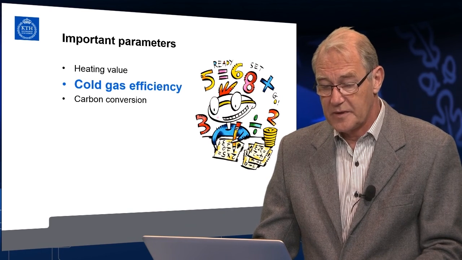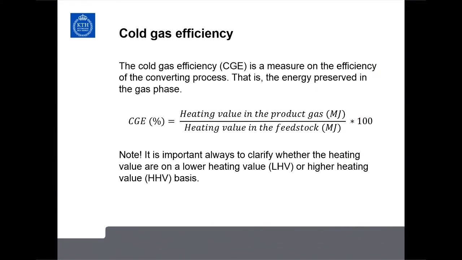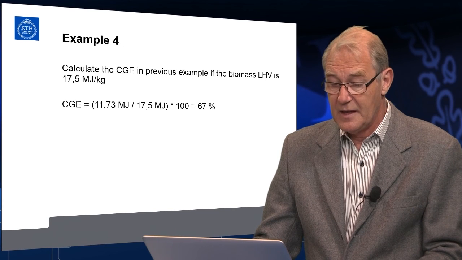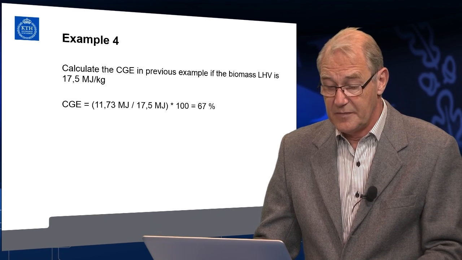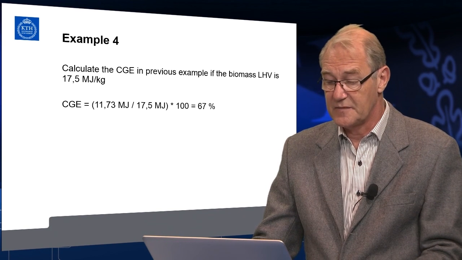All right, we are now looking at cold gas efficiency. The cold gas efficiency is a measure of the efficiency of the converting process, which is that the heating value in the product gas, which we previously looked at, is divided by the heating value in the feedstock. So this is a ratio telling how efficient the process is. And if we take our numbers that we had calculated, in biomass we have 17.5 megajoule per kilogram, and we have previously calculated 11.73 megajoule in the product gas, and this gives a cold gas efficiency of 67%.